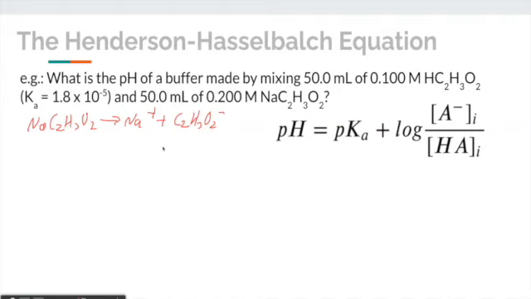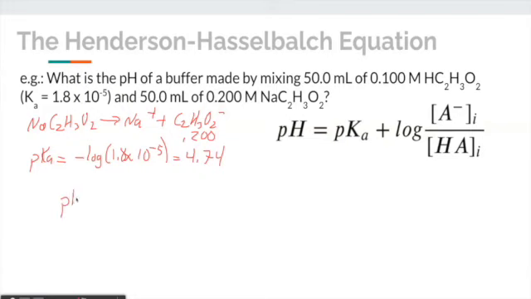So that means we have equal volumes here, so we're just going to use concentrations. That'll be fine. We're going to have 0.200 molar acetate ion, and we're also going to have 0.1 molar acetic acid. So what's our pH? Well, it's going to depend on the pKa. The pKa for this acid is going to be the negative base 10 logarithm of our Ka, which is 1.8 times 10 to the negative 5. And that works out to 4.74.